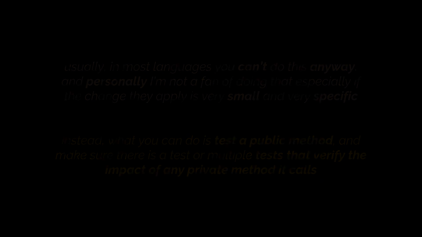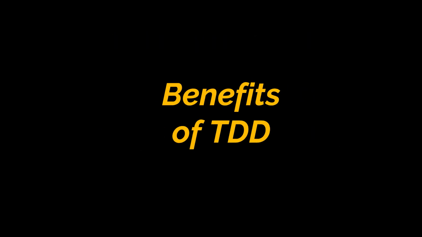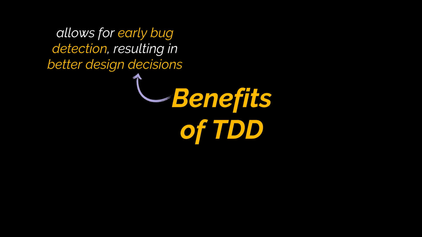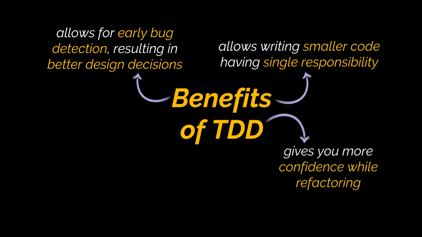The next question is a big one. What are the benefits of TDD? Why am I already at video number 4 about it? What does TDD give us that can't be achieved by the normal way of unit testing? Well, unit testing allows for early bug detection. It helps us understand how the code works, resulting in better design decisions. TDD allows writing smaller code having single responsibility, making the code simpler to understand. TDD will make sure that your tests are done, hence giving you more confidence while refactoring the code. Having a set of automated tests will help you fix any regression you make while refactoring.